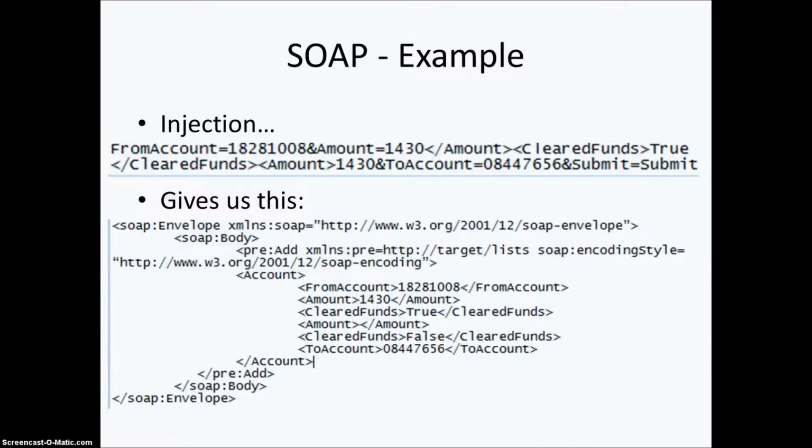So let's say that we pass this in our HTTP request to the server. There's a /amount tag, then clear funds true, /clear funds, and then an amount tag. That gives us the SOAP message below. Now, assuming that the server processes tags in whatever order they come in, first come, first served, we'll have overridden the original clear funds tag, which said false. We've overridden it with true, which means that this transaction would go through despite the fact that the account does not even have sufficient funds for the transaction to happen.